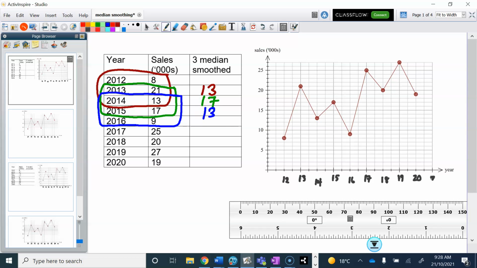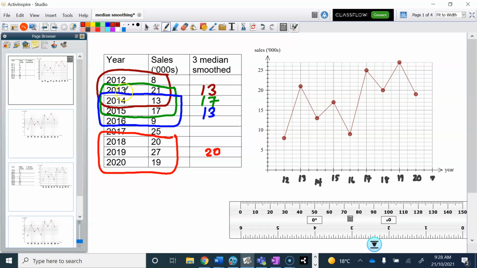So doing it by hand is quite quick and easy. I can do the bottom 3 years if I want to, 18, 19, 20. So the middle year is 19, and the middle piece of data 19, 20, 27. So 20 is the middle piece of data for the last 3. So you can do it quickly and easily, 3 years at a time, and label those 3 median smooth bits of data, and then you could plot them onto the graph.